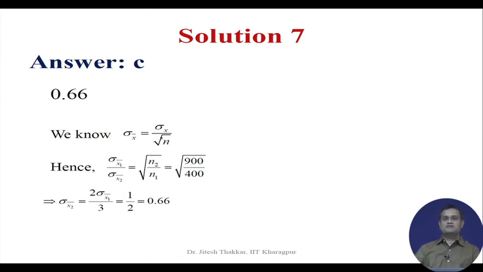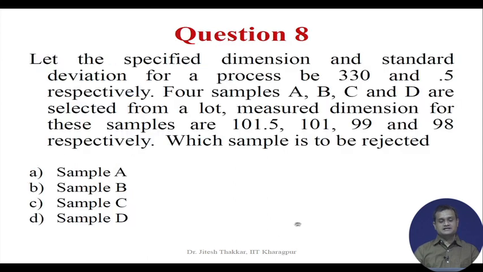So, it is square root of 900 by 400 and this would be... If you simplify, sigma x2 bar would be 0.66.